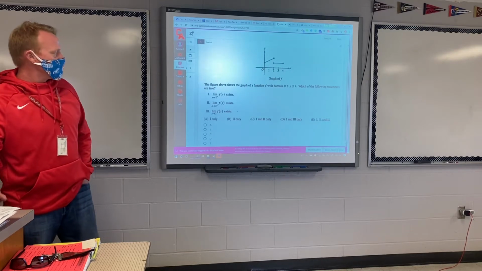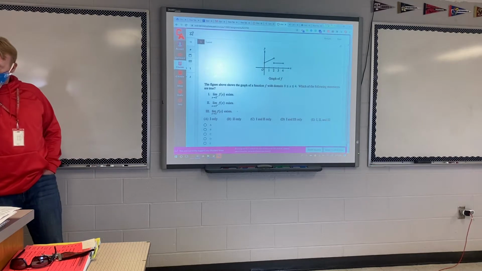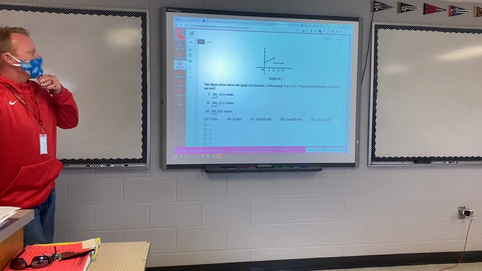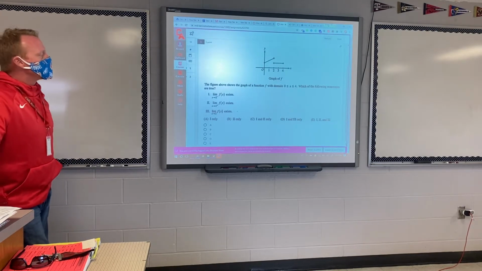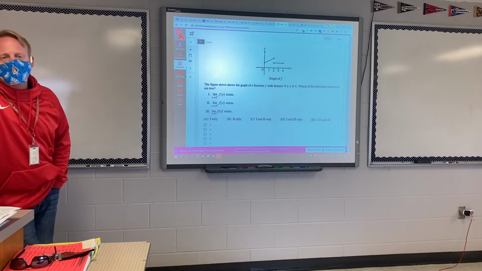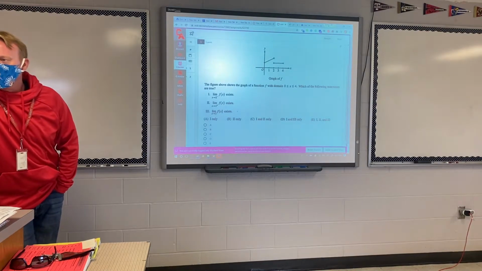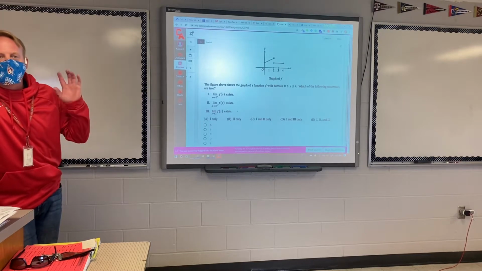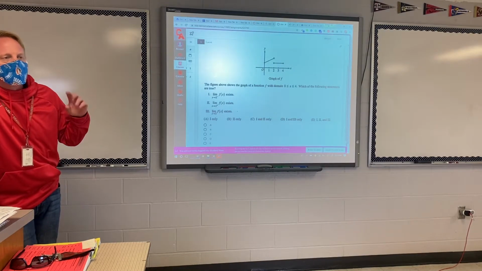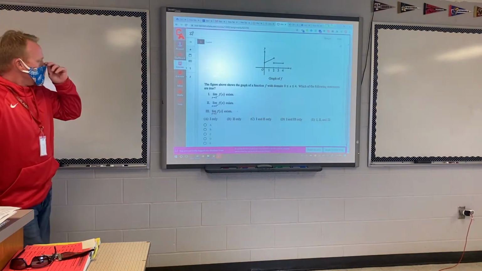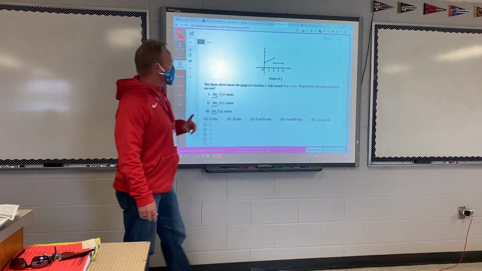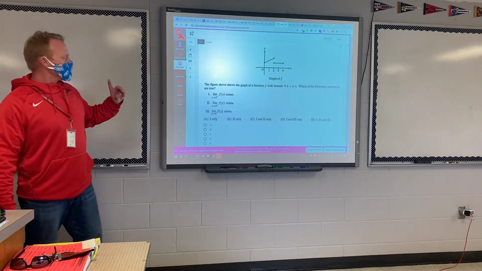Alright, so here are our two starter questions. Question number 1 says the figure above shows the graph of the function f with domain between 0 and 4. What is domain again? What are we talking about with domain? X values. And what's the opposite of domain? Range, which is your y values. Okay, so this means we're only looking at x values between 0 and 4. Which of the following statements are true?